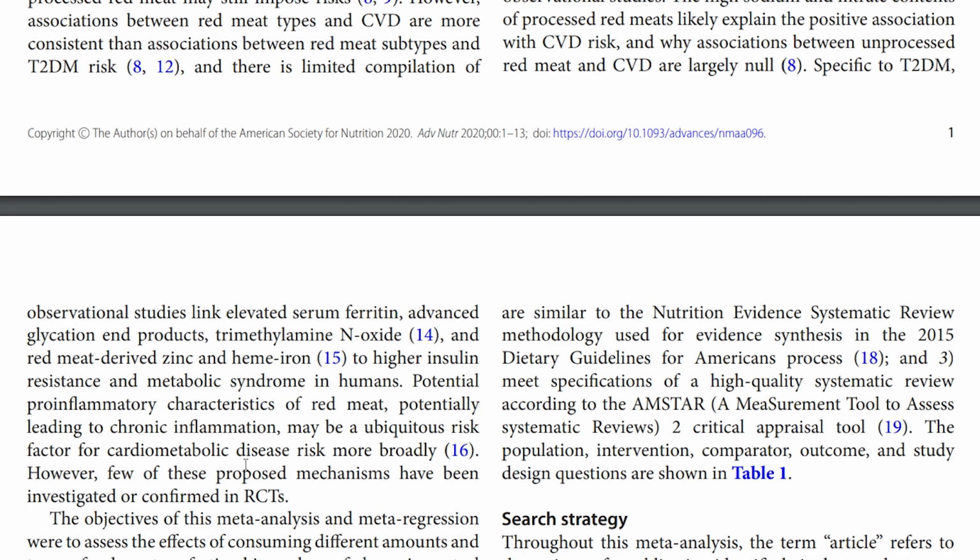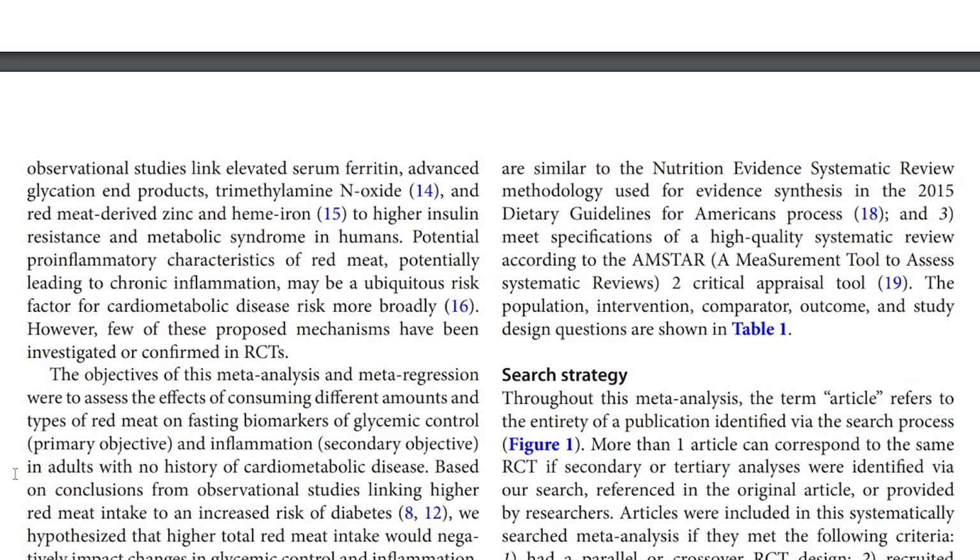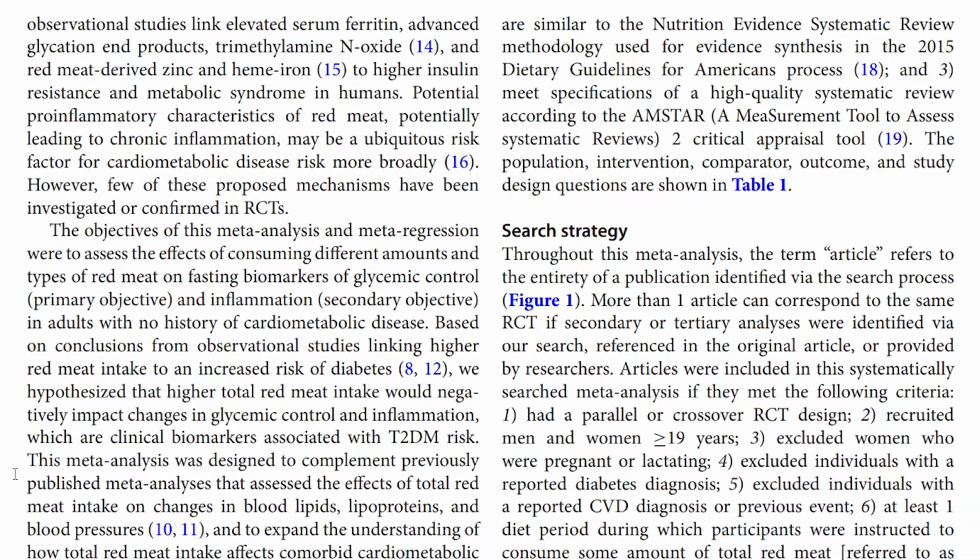Potential pro-inflammatory characteristics of red meat, potentially leading to chronic inflammation, may be a ubiquitous risk factor for cardiometabolic disease risk more broadly. So maybe, possibly, could be, one reference that says maybe, possibly, could be. Not good enough. Not science. Anyway, let's move on. However, a few of these proposed mechanisms have been investigated or confirmed in randomized controlled trials.